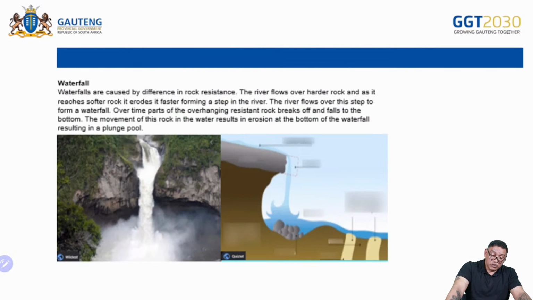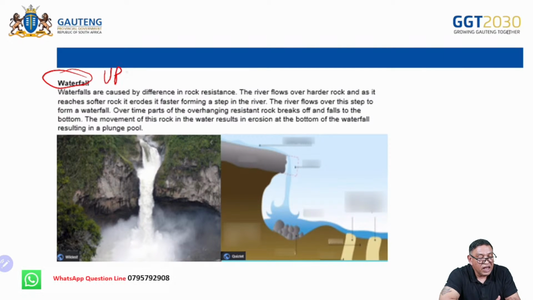Then your waterfall. These are your fluvial landforms. Where do waterfalls generally occur? They generally occur in the upper course. Okay? Generally, it doesn't mean you can't get them anywhere else. So let's look at this. This is a beautiful waterfall that's formed here.